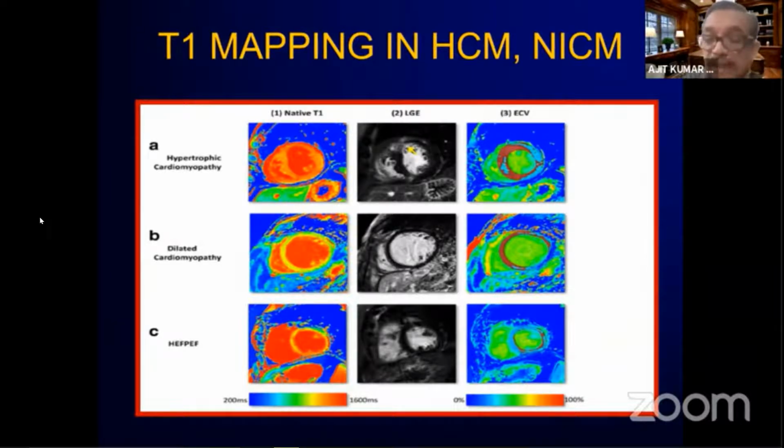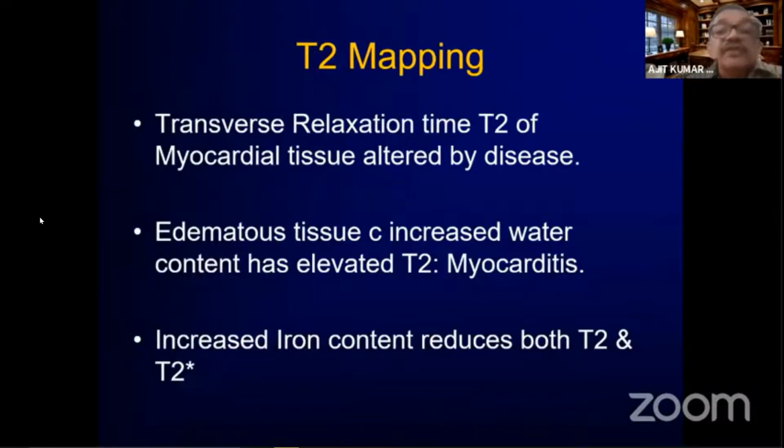So T1 map helps you when there is diffuse fibrosis. Coming to T2 map, it is a transverse relaxation time T2 of the myocardial tissue that is altered by disease. Edematous tissue with increased water content has elevated T2 values, such as typically seen in myocarditis. And increased iron content reduces both the T2 value and the T2 star value.